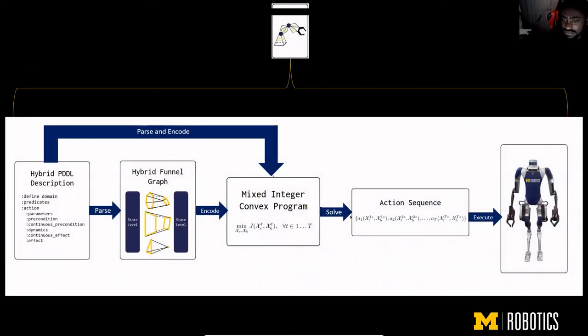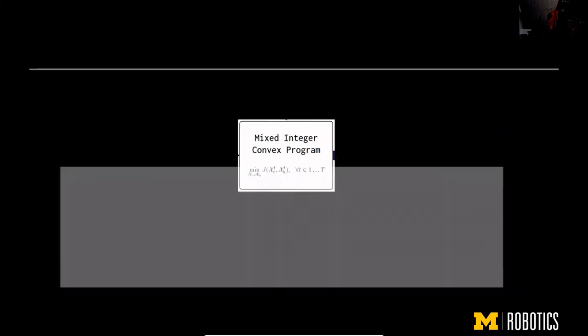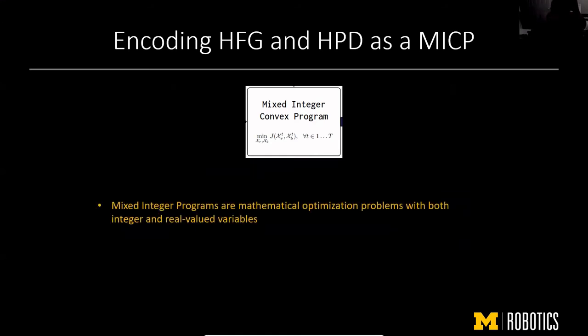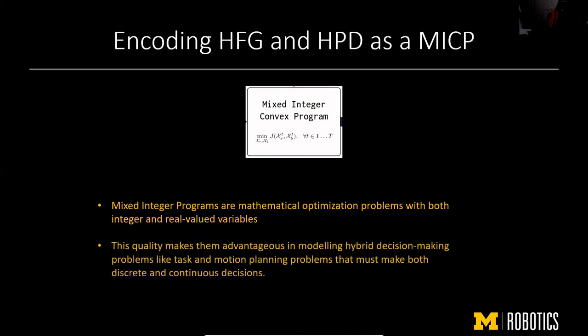The next component in our approach is the encoding of the hybrid funnel graph and the hybrid PDDL description as a mixed integer convex program. Mixed integer programs are mathematical optimization problems with both integer and real value variables. Having this quality makes them advantageous in modeling hybrid decision-making problems like task and motion planning problems that must make both discrete and continuous decisions.